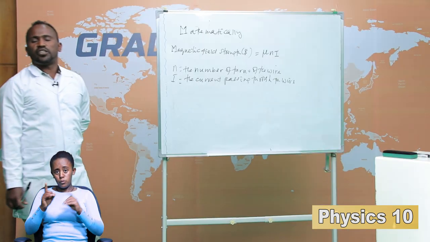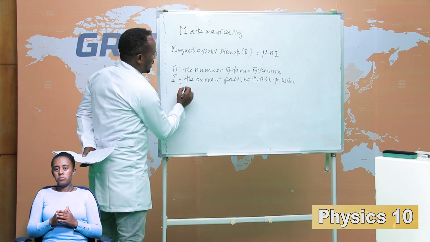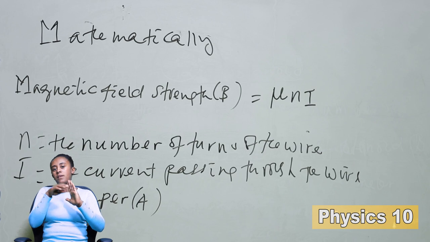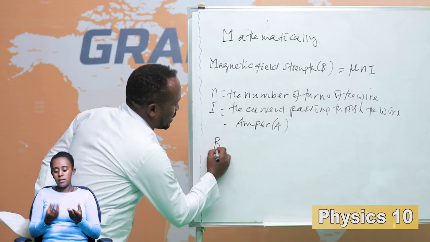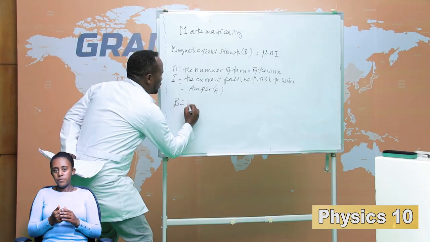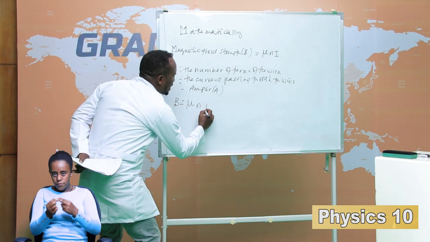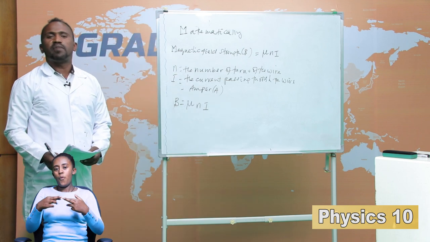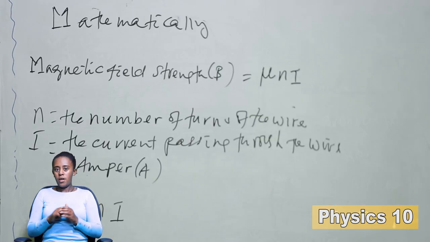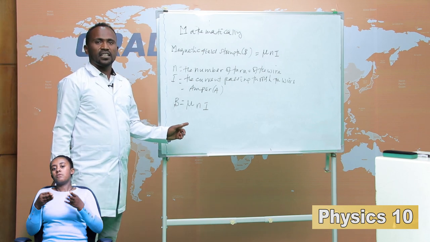Do you know the unit of this current? Yes, the SI unit is ampere, represented by A. So we say that magnetic field strength is equal to permeability of free space times number of turns of the wire times the current passing through the wire. Okay, my student, if you know this, can you calculate using this formula? If so, let us give one example.